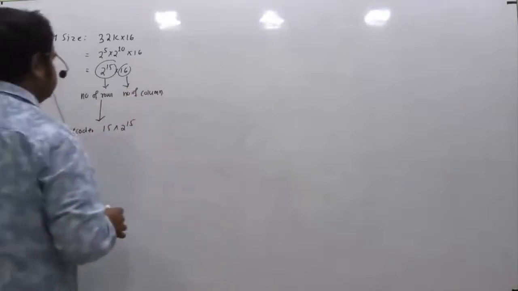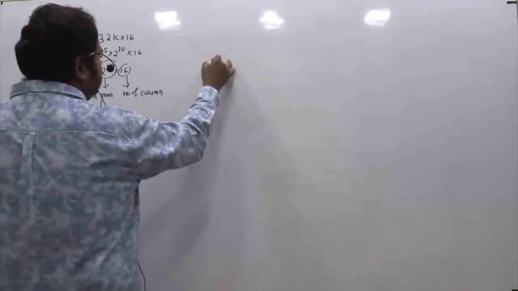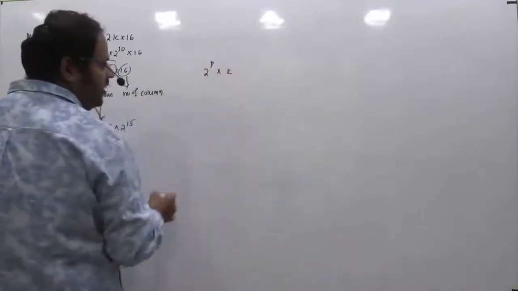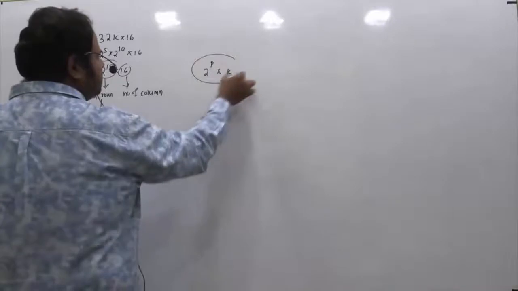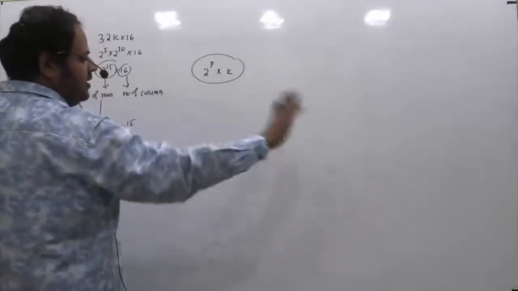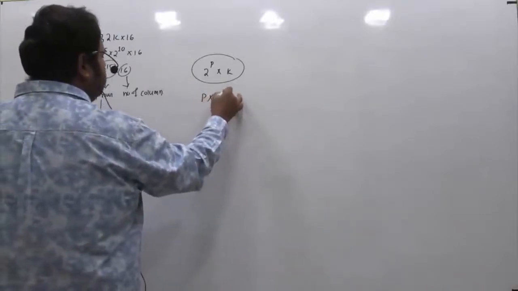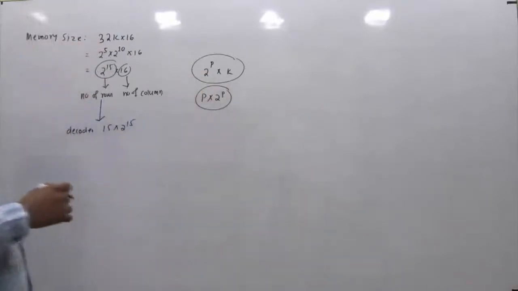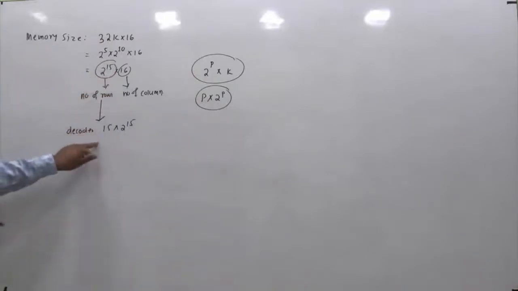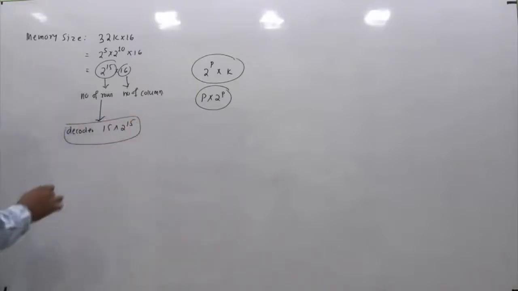So in other words, let's say a memory size is 2 raised to power p cross k. Now the design of this memory will involve one decoder. There will be some other components also, but it involves one decoder whose structure is p cross 2 raised to power p. So in this case it is 15 into 2 raised to power 15. So this is the size of the decoder, and in this how many AND gates will be there?